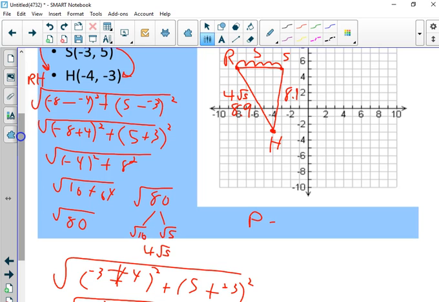So the perimeter is 8.9, 8.1, and 5. Well, there you have 10, 16, 17, 23. So the perimeter is 23 units.